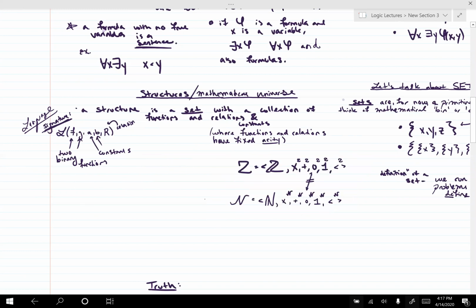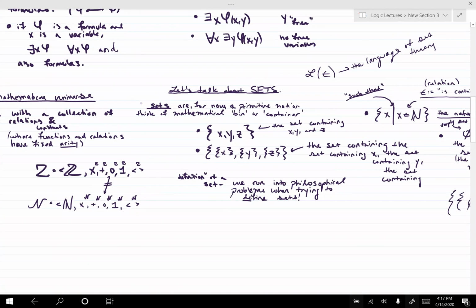You have a question? Yes. Does every structure need to have both functions and relations? Nope. So the minimum we need is just a function, a constant, and a variable? No, so here for the language of set theory, all we have is the relation is contained in.